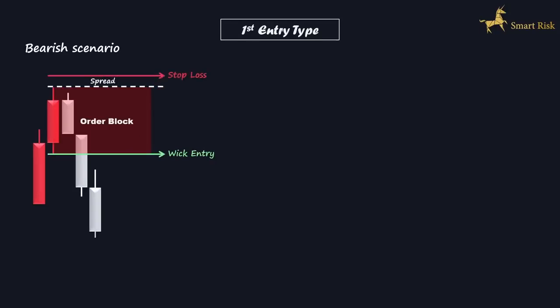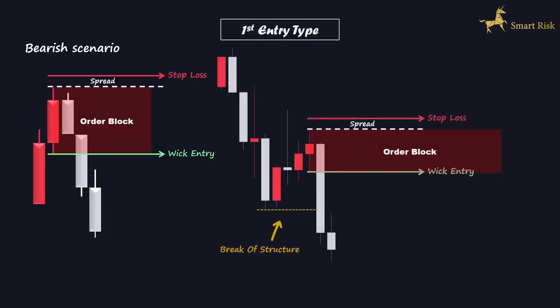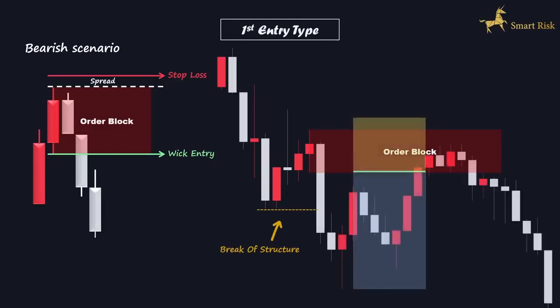This entry setup provides a wider stop loss margin, which can directly impact the reward-to-risk ratio by reducing it. However, using this type of entry increases the probability of your order being triggered, since price may simply touch the wick and then push to your expected direction.